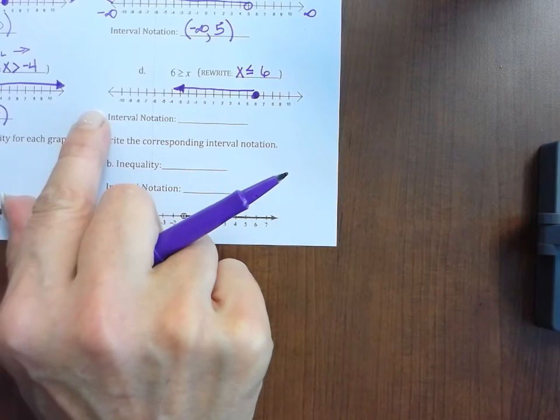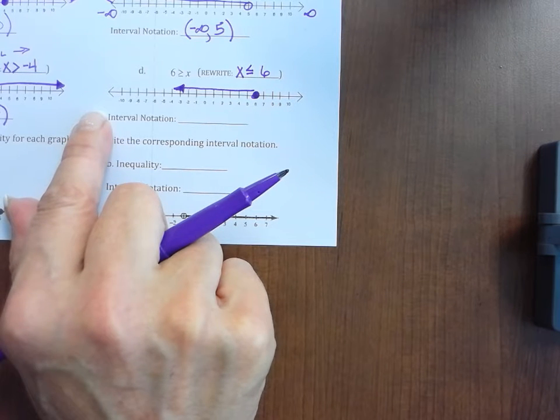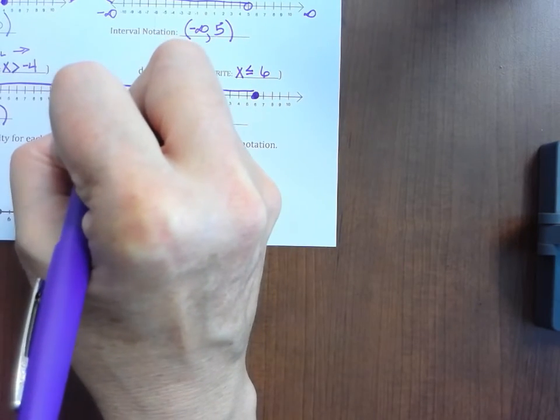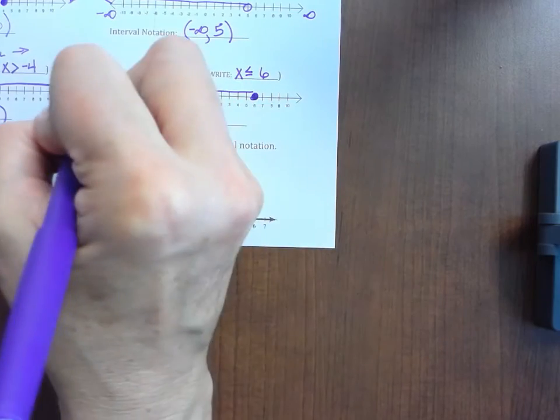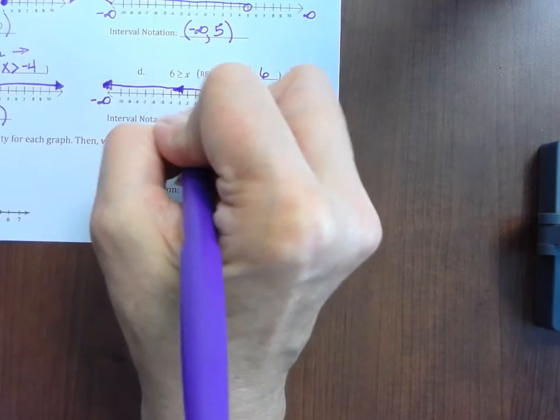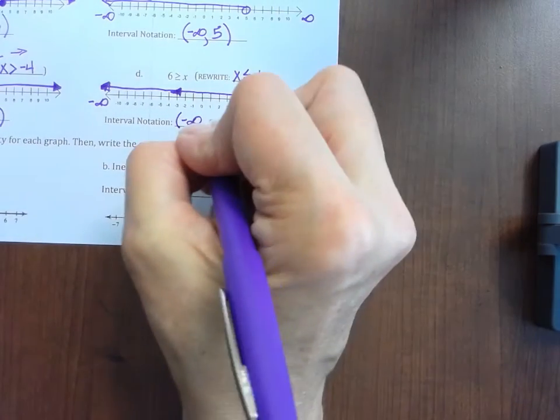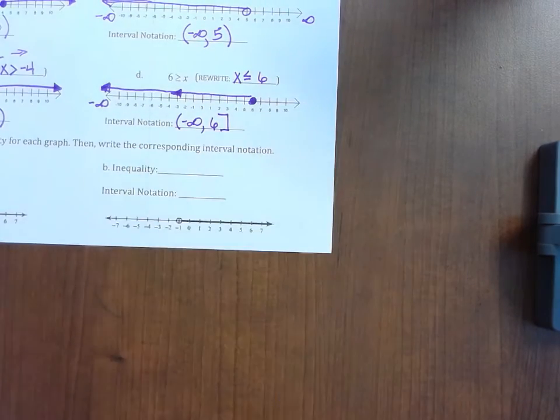So what's my left endpoint? My least endpoint? What do you think? If I keep going, where am I going to? Negative infinity. And my greatest endpoint would be 6, but I'm using a bracket because it includes it. Good?